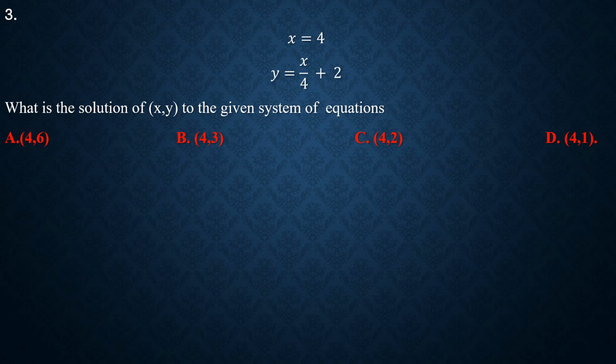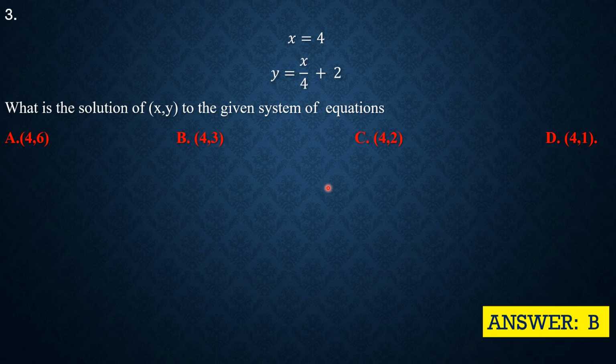Okay, so what is the solution (x, y) to the given system of equations? So clearly our x is already 4, right? So we just pick out that value and then we plug it inside the second equation, which basically gives us y equals 4 over 4, which is 1, plus 2, which is 3. So in the form (x, y), our solution is actually going to be (4, 3), which is B.